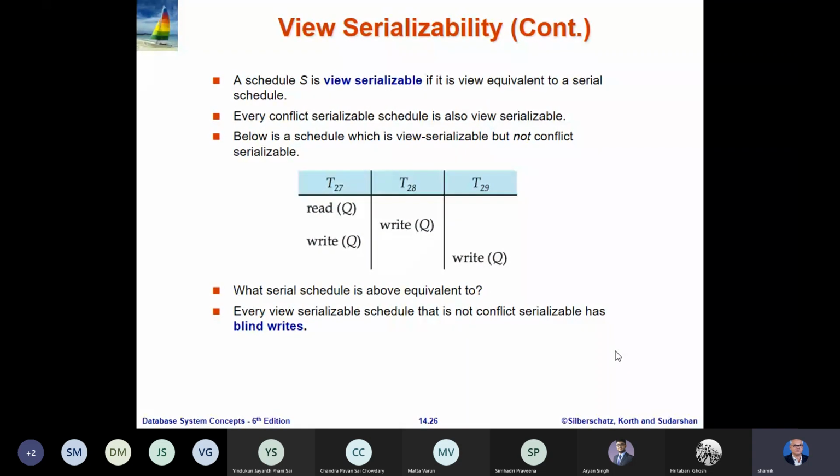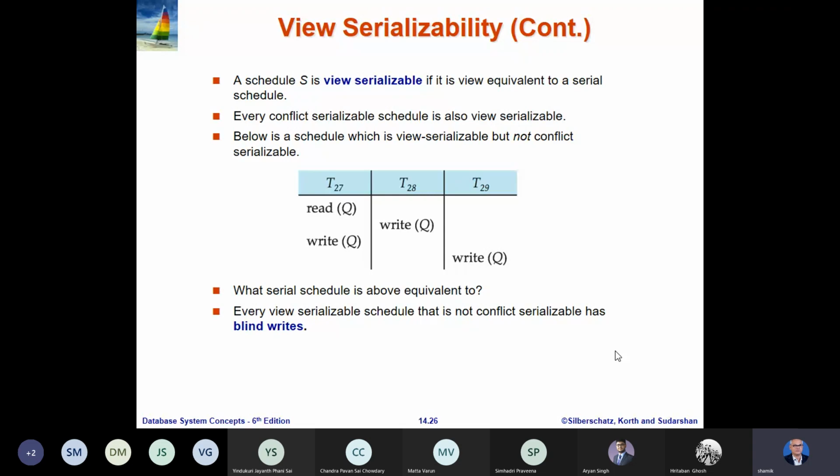But you could have a similar example here. That would mean that this particular schedule, although it is not conflict serializable, is view serializable. And it is very easy to understand that conflict serializable schedules will always be view serializable, but view serializable schedules like this need not be conflict serializable. But we might be okay with this.